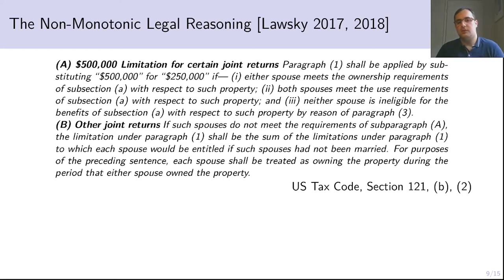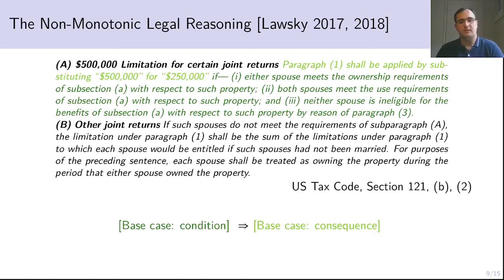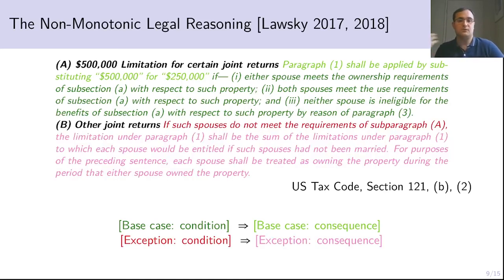Here you have another section of the US tax code, and we're going to highlight the logical structure of it. This green part sets the condition for the base case of this $500,000 limitation. And then the lighter green part is the consequence of that base case. But then paragraph B showcases an exception to the base case, which has a different consequence. This example showcases the dichotomy between base case and exception that is prevalent throughout the structure of the text of the law. And this is a structure that we integrated as a first-class concept in the Catala domain-specific language.